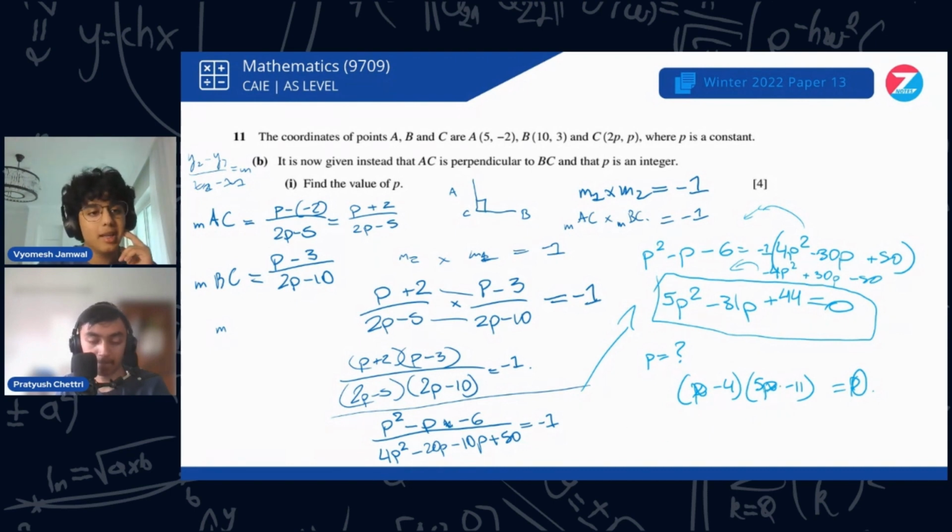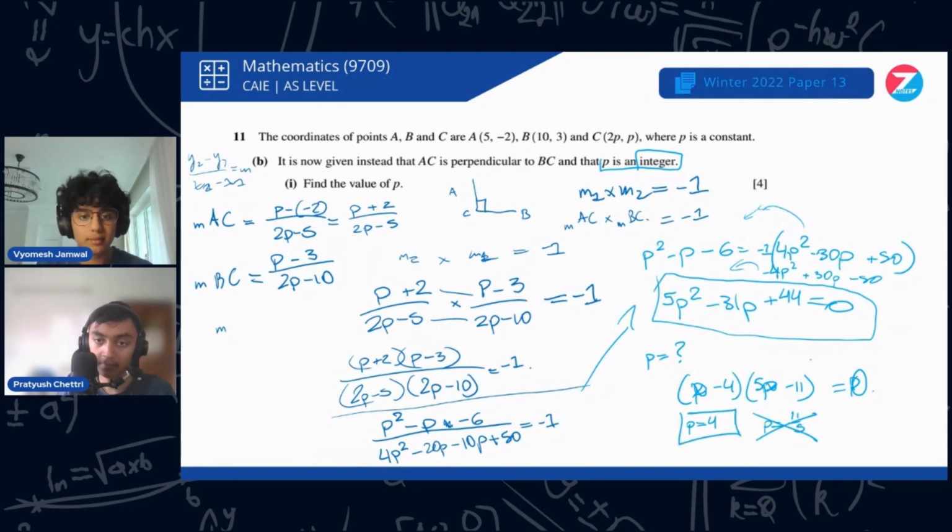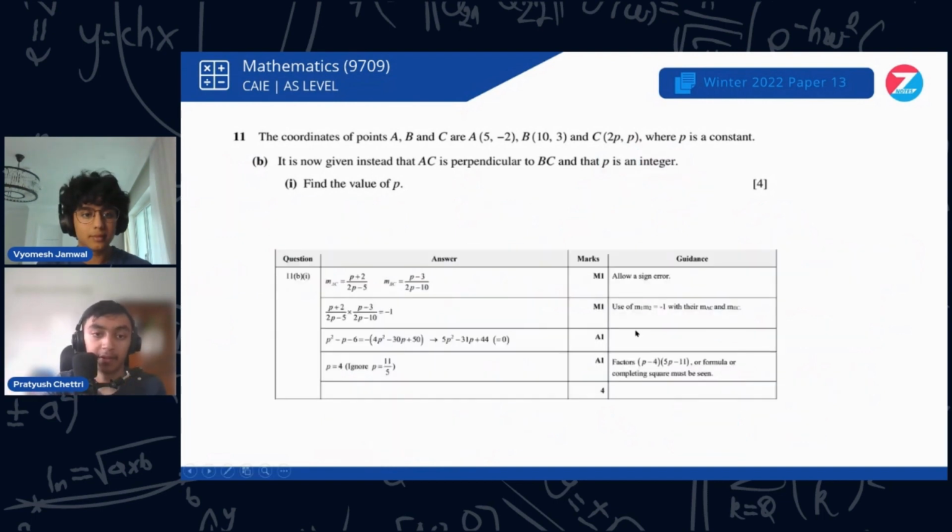So in this case, again, we look back at the question: what is it asking us? It's asking that p is an integer. So what are the values of p that we can get? That is p equals 4 and 11 over 5. But we're going to completely ignore 11 over 5 and go straight for p equals 4. And there we go, we have our answer. P indeed does equal 4, as you see here. So first step, get the gradients, multiply them to equal minus 1, show some working, and get the answer.